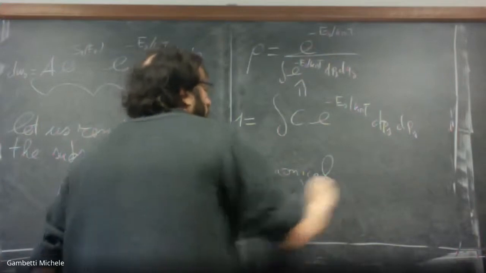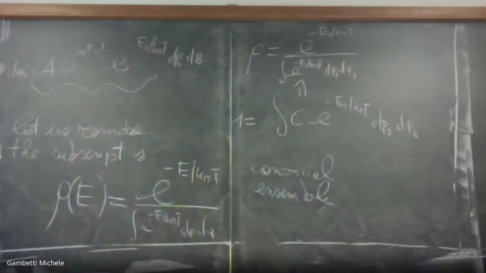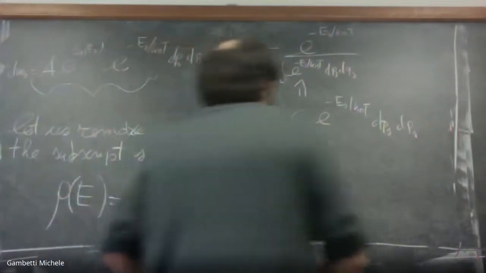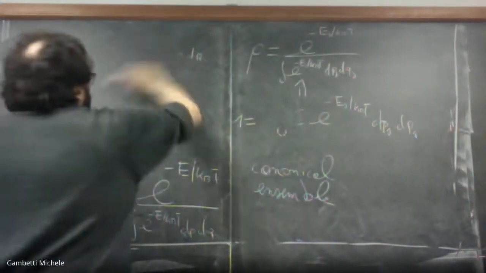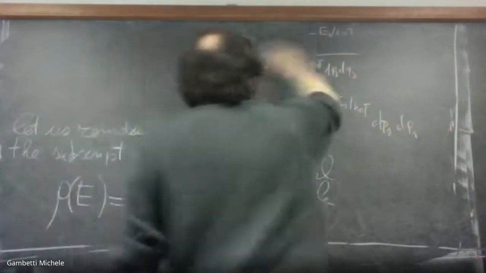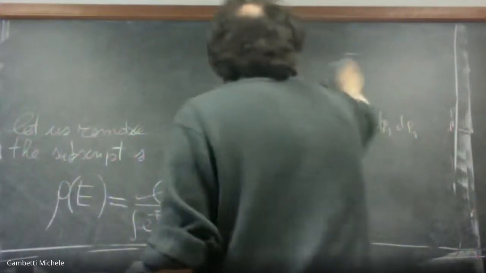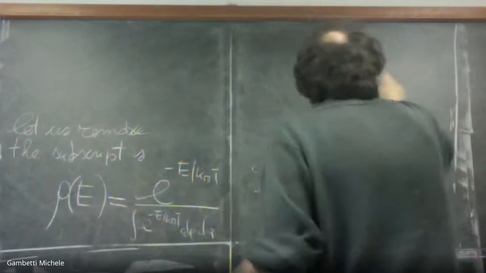And is properly normalized. And you see that this guy here now is a function of the energy. So differently from the case of the microcanonical ensemble, here I have a dependence of rho on the energy, the total energy of the system.